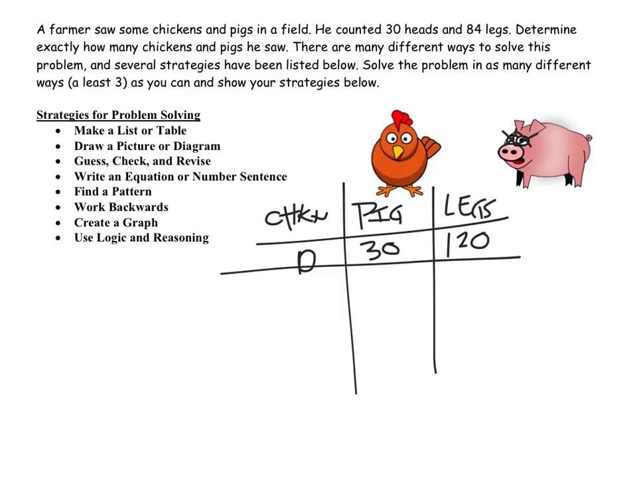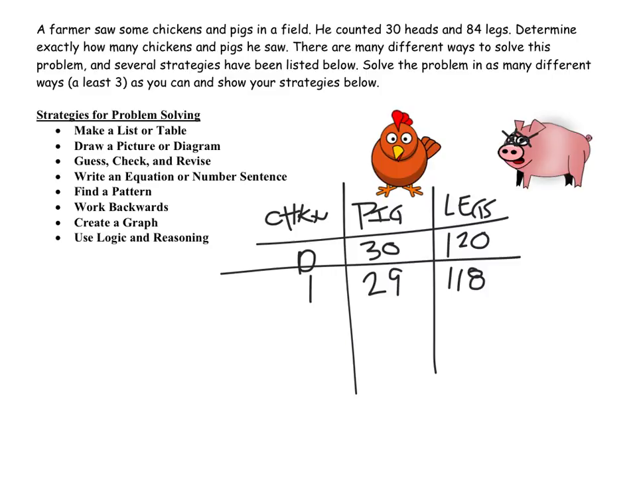This is the purpose of the table. That doesn't work because now we have too many legs. There's only supposed to be 84 legs, so you go down. Now let's say that there's 1 chicken. Then how many pigs would there be? 29, because I have 30 heads. I'd have 2 legs from the chicken, and then 29 times the 4 legs from each pig, and I get 118 legs.